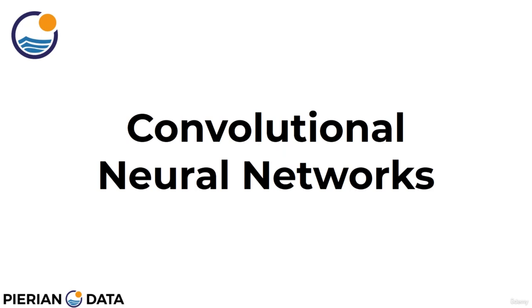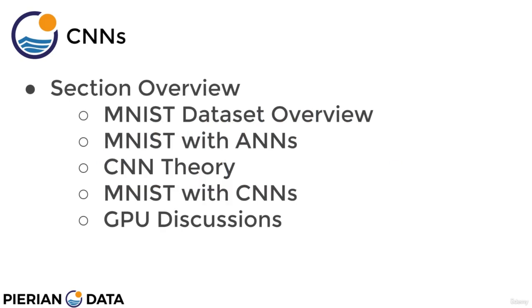Welcome everyone to this section of the course on convolutional neural networks. Let's discuss what's covered in this section. We'll begin by discussing the MNIST dataset, which, if you've taken a deep learning course before, is a very famous dataset that you're probably familiar with. It consists of images of handwritten digits.